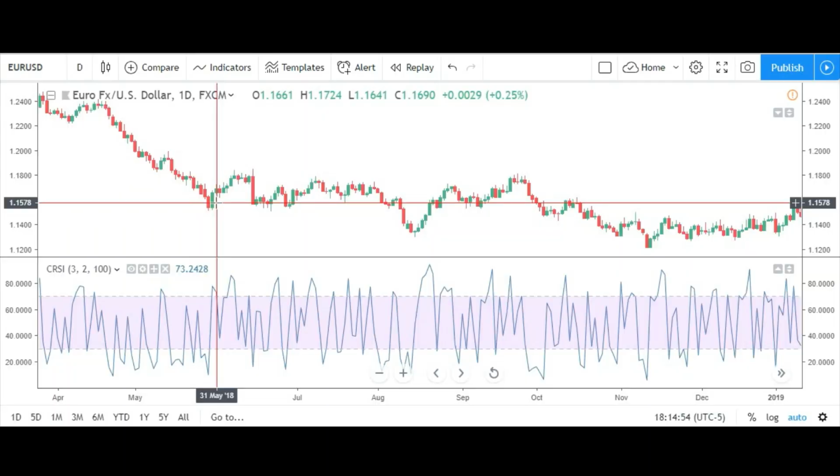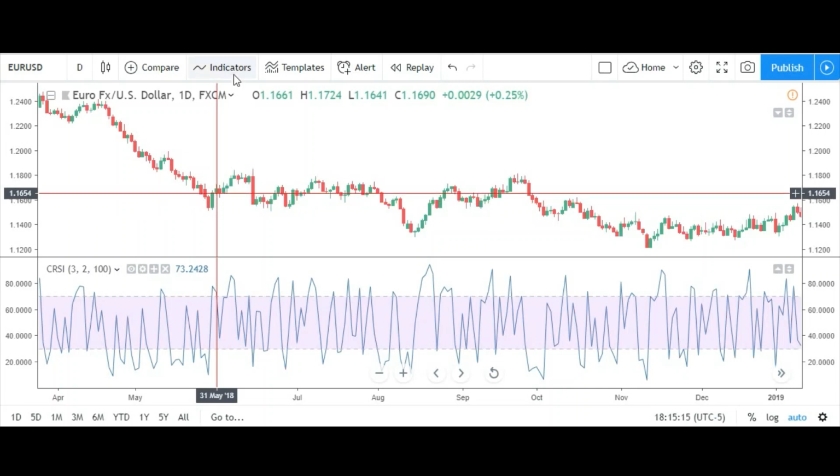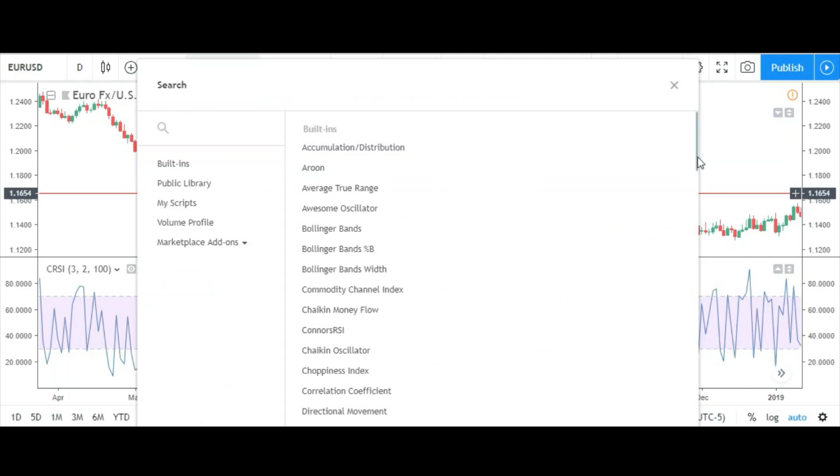Today we're going to be going over the CRSI, which is the Connors Relative Strength Index. It's a little bit different than a normal relative strength index, which is also a measurement of momentum. The Connors RSI is close to a short-term relative strength index, so I'll show you what I mean.